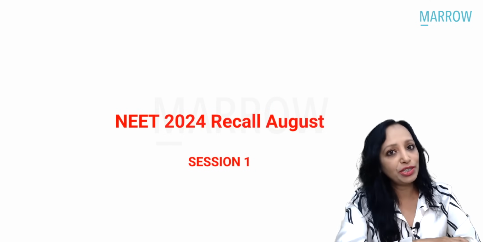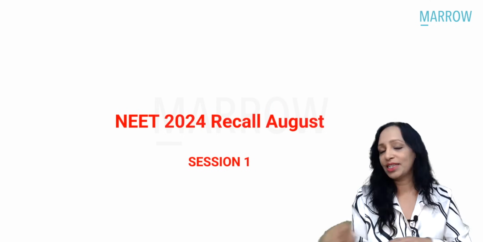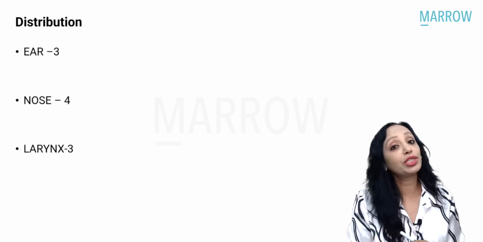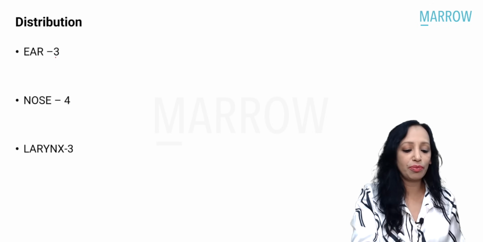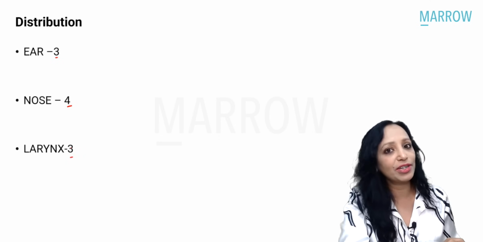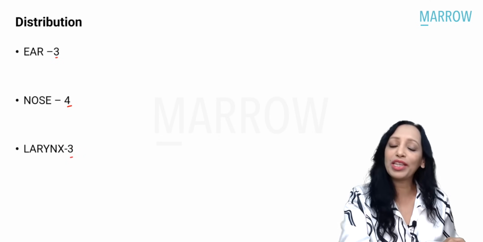So we had 2 sessions of the exam. Let us first start with session 1. Seeing the distribution of the ENT questions, we had 3 questions from the ear, 4 from the nose and 3 from the larynx in the first session. Let us quickly see what these questions were.